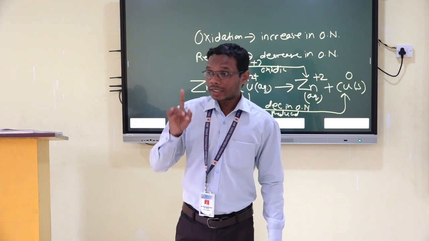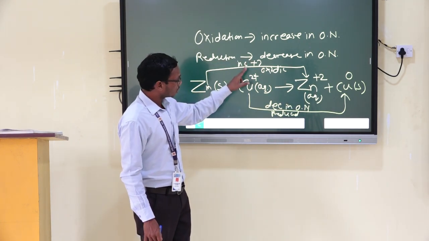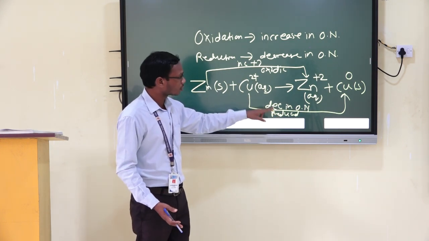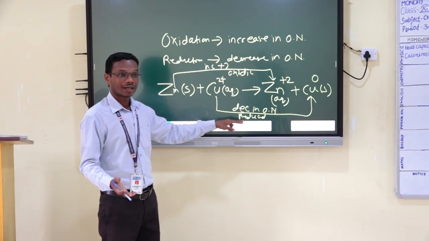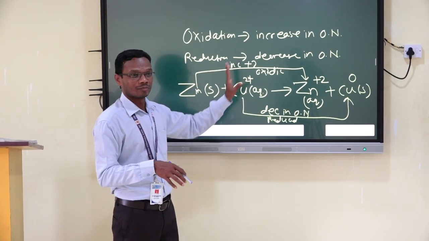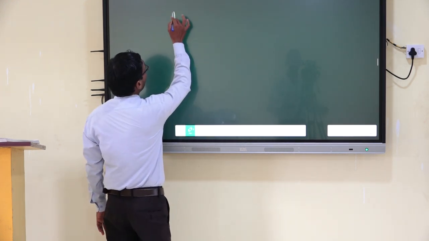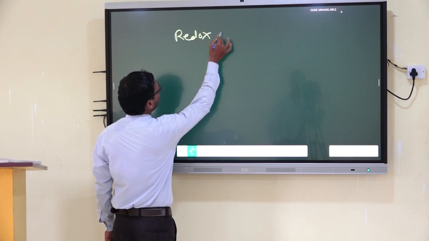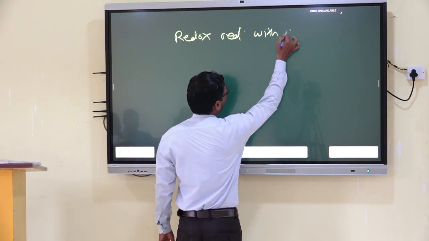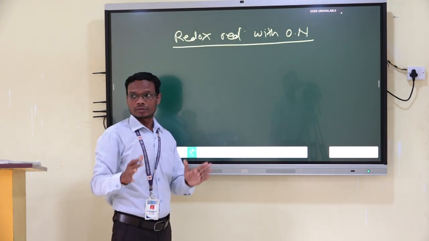In this reaction, both oxidation and reduction occur. And we know if both reduction and oxidation occur, it is a redox reaction. Now come to our topic: redox reaction with oxidation number. So if we consider a redox reaction with oxidation number, there are some types of reaction.